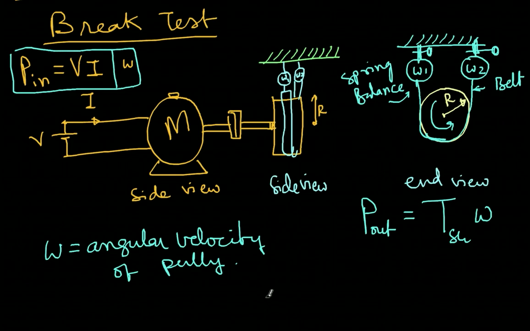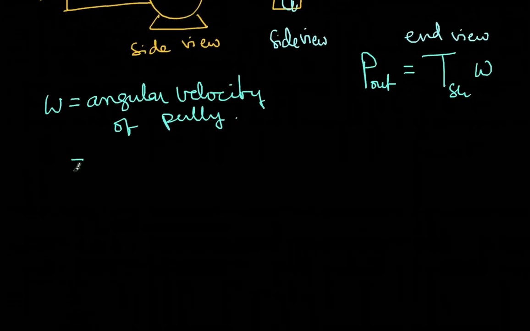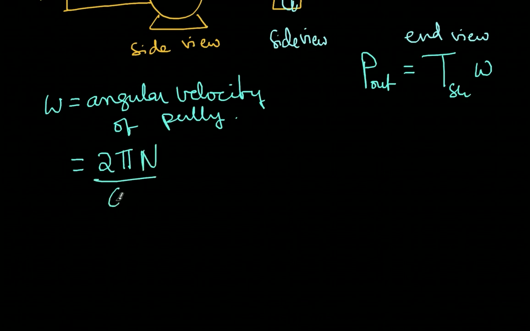So this will be nothing but 2 pi n divided by 60, because it should be in radians per second. So n is the speed in revolutions per minute. So I divide by 60, then it will be revolutions per second. And then for one revolution there are 2 pi radians. So by multiplying with 2 pi, I get the omega as 2 pi n divided by 60 radians per second. So that I can substitute here.